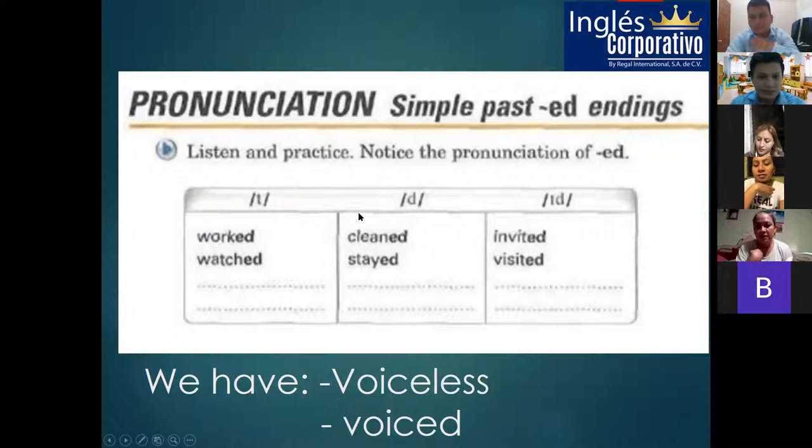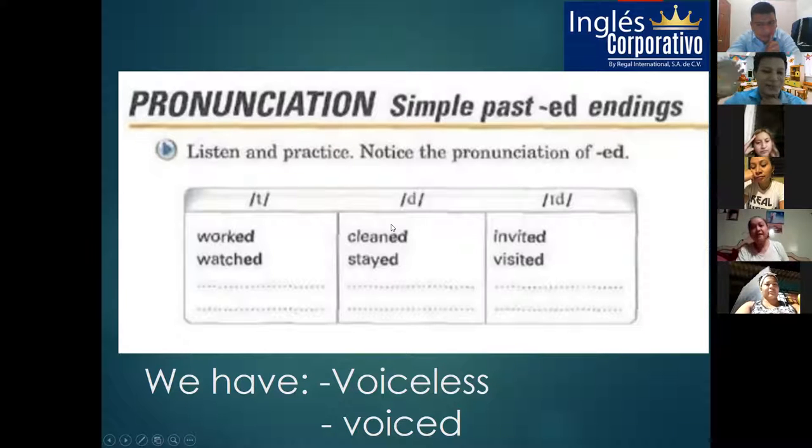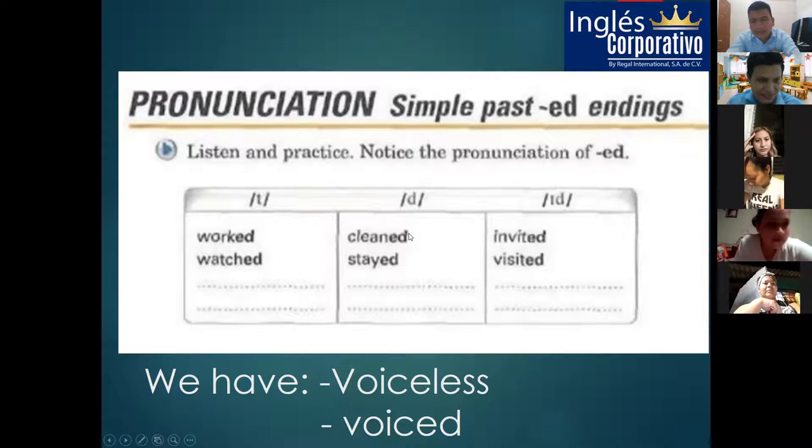Visited. Okay. Para hacer más, esto se lo voy a decir en Spanish. Esta T es más fácil de decir. Esta I también. Pero with this one, we're going to have a problem. Vamos a tener un problema. ¿Por qué? When we talk with people, no nos vamos a detener. Students, hello, I cleaned my house. Esta es la más fácil porque esta D casi ni se escucha. For example, students, I cleaned my house yesterday.